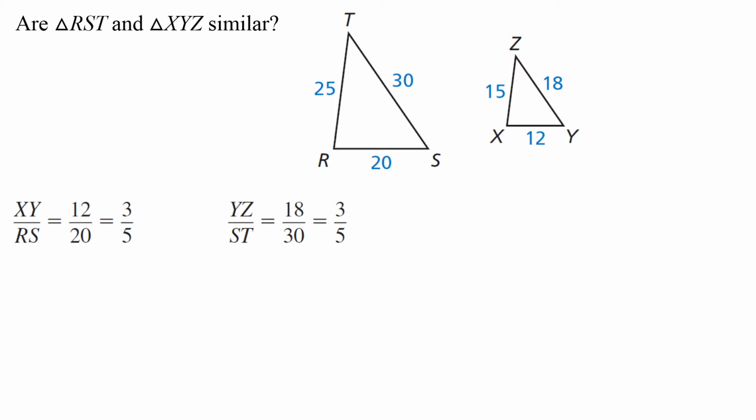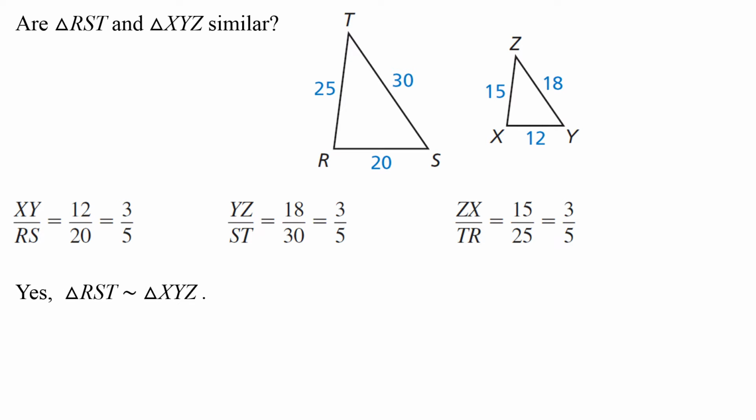I get 3/5. Notice if I put XY as the numerator in the first ratio, I better put YZ as the numerator in the second ratio. Right? On each ratio, I'm putting the smaller triangle as the top, the larger triangle as the bottom. It doesn't matter which one I decide to put on top, as long as I'm consistent. So ZX has to be my numerator. So 15 has to be my numerator. Of course, that corresponds to TR, which is the 25.